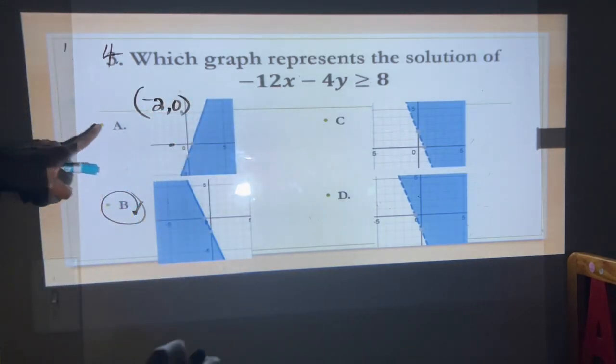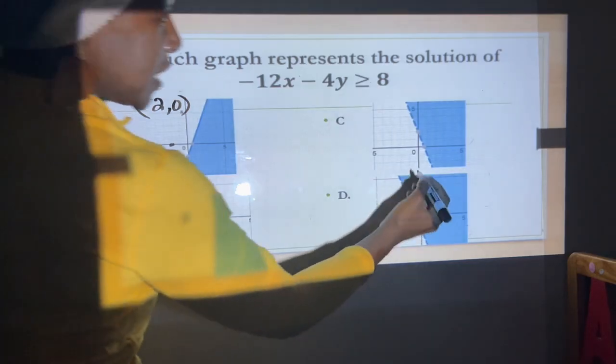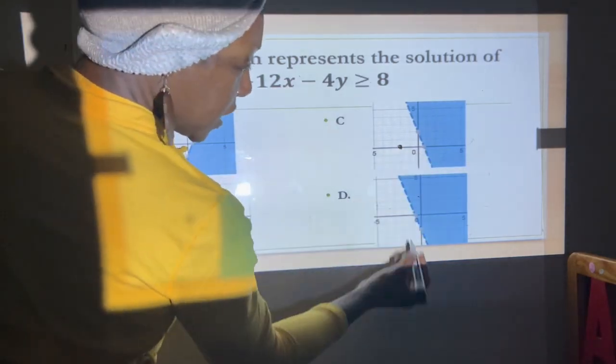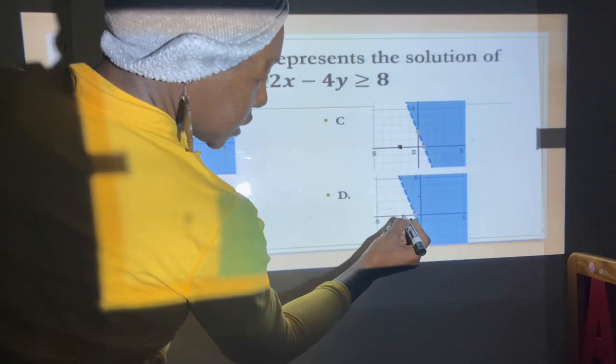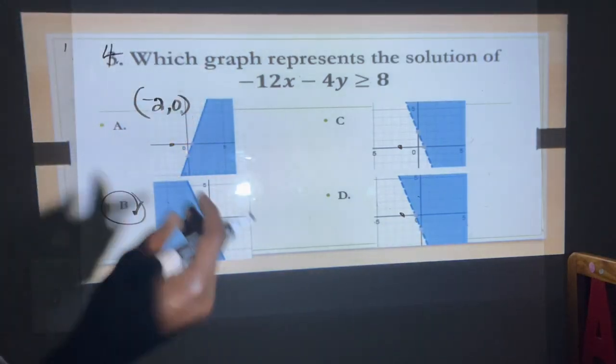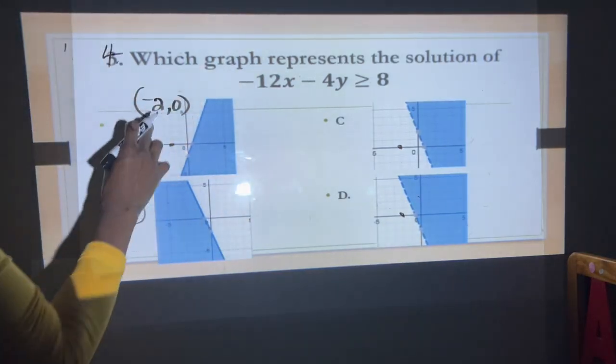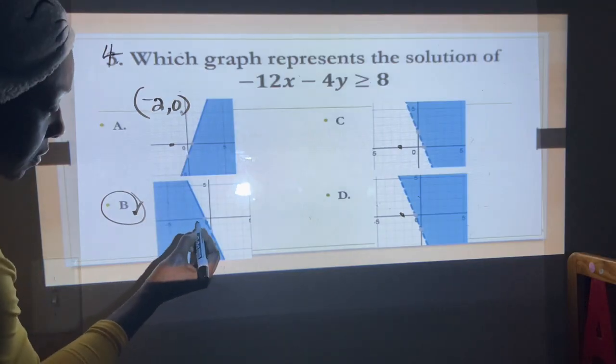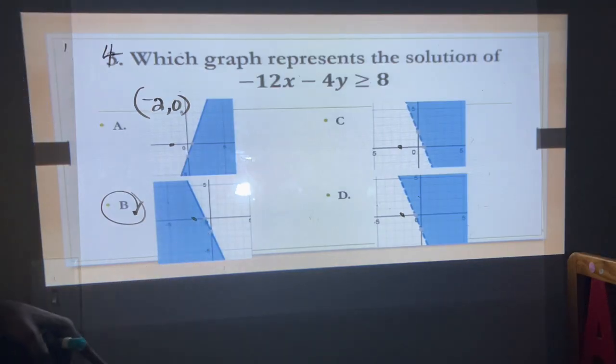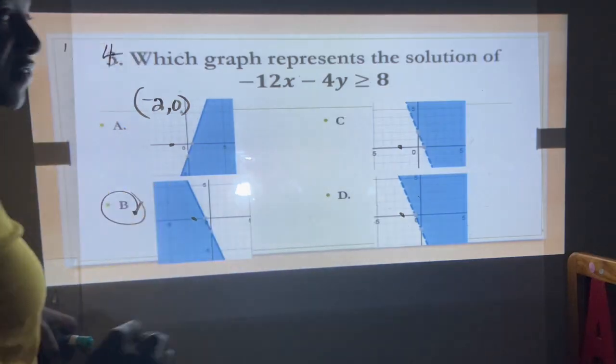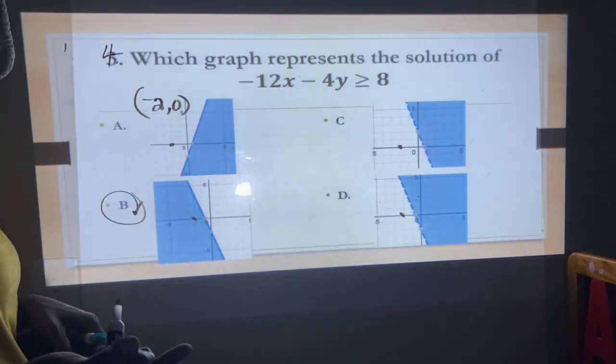-2, 0 is not a solution of this one. It is not a solution of this one. And it is not a solution of this one. Now, why would I use that point? Because if -2, 0 works, because it is a solution of B, then I eliminate all 3 of these by using this one method. You know what I'm saying?